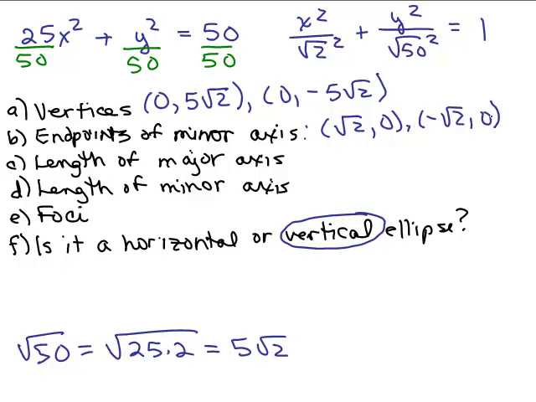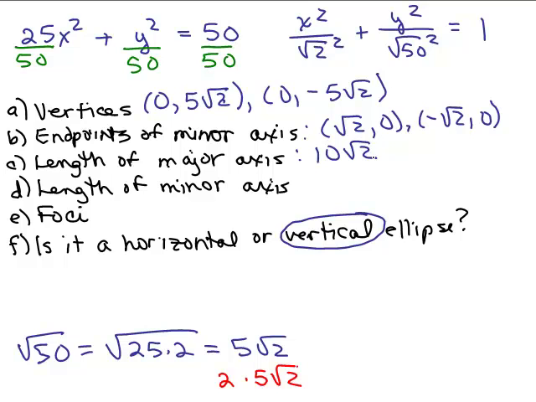How about the length of the major axis? We take the bigger number here, right, the square root of 50, or 5 square roots of 2, and we multiply by 2. So it's either 2 square roots of 50, or you just do 2 times 5 square roots of 2, right? It's 2 times that number, which is 10 square roots of 2.